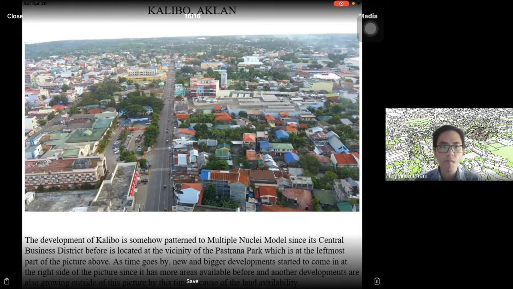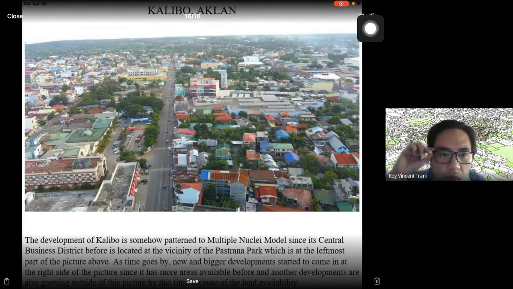The business districts before, in the provinces, municipalities and cities in the Philippines, were located in just one area since our population before was still small. Then as the population grew, that area got crowded. At present, what I observe is that more developments are occurring in almost all cities. Same with Kalibo, there are many developments on the later part.